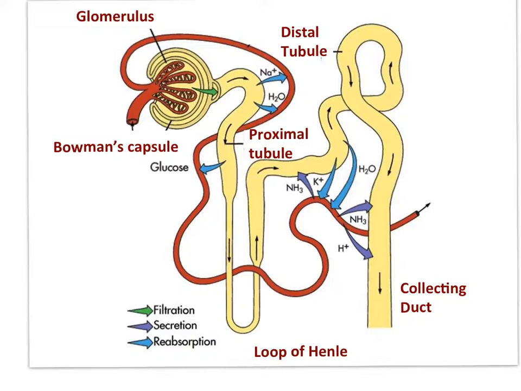We have ultrafiltration in the glomerulus and Bowman's capsule. We have reabsorption of glucose, sodium, and water in the proximal convoluted tubule. We have secretion of ammonia and hydrogen ions in the distal convoluted tubule. And it's important to note that while most of the organic molecules are actively transported across cell membranes, water moves by osmosis.